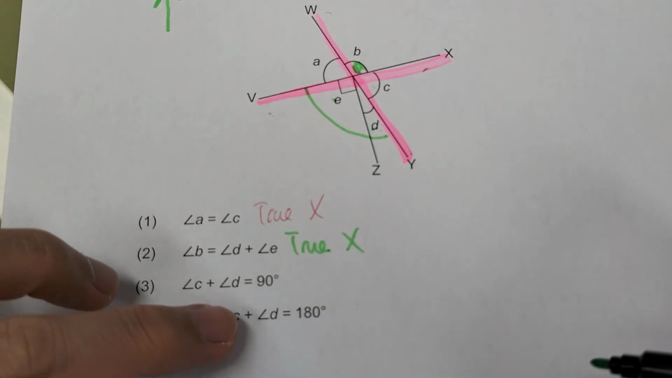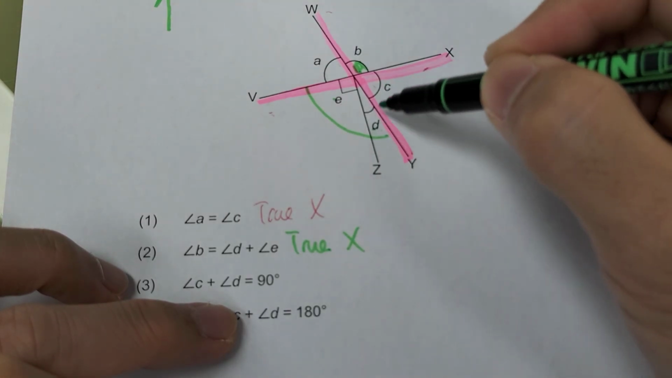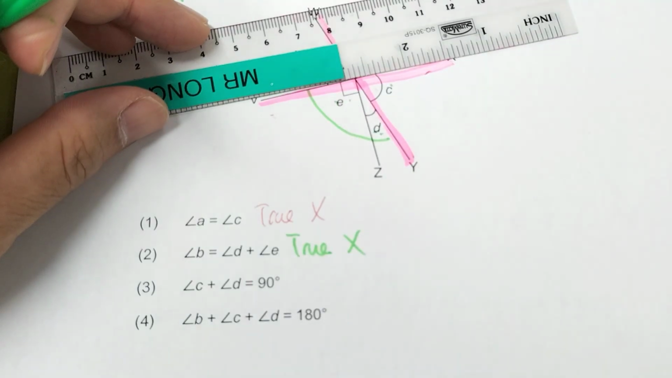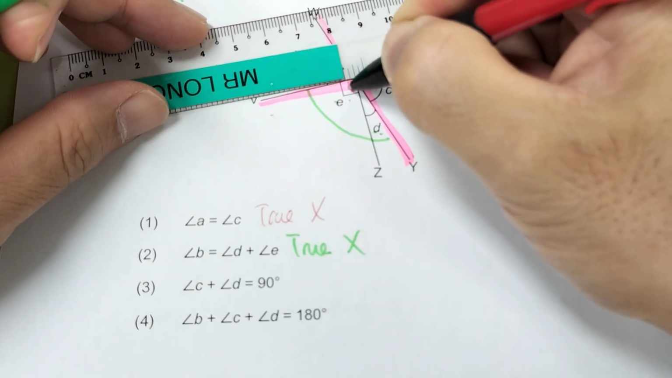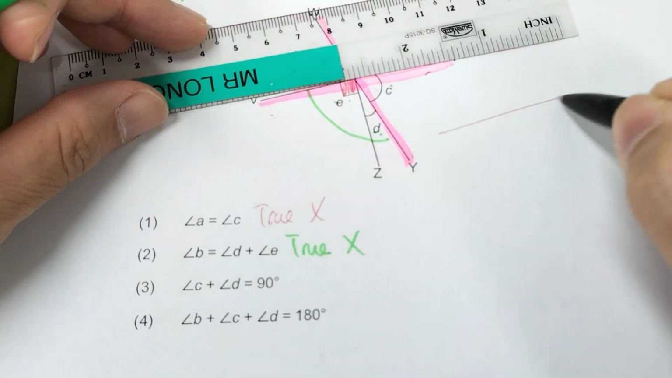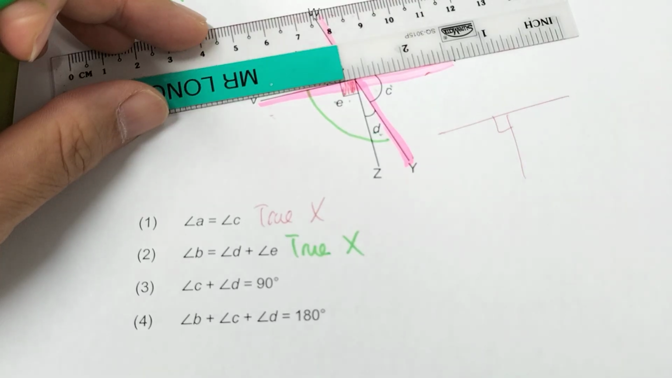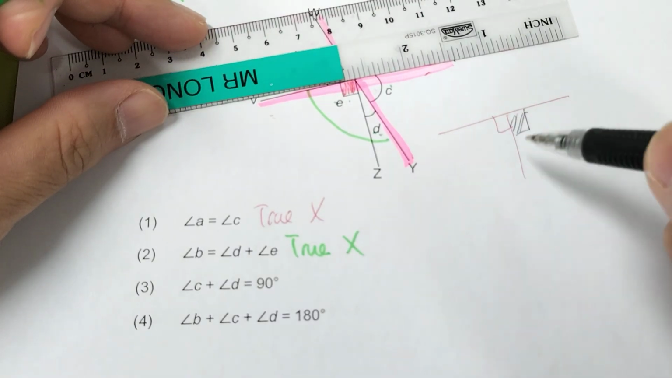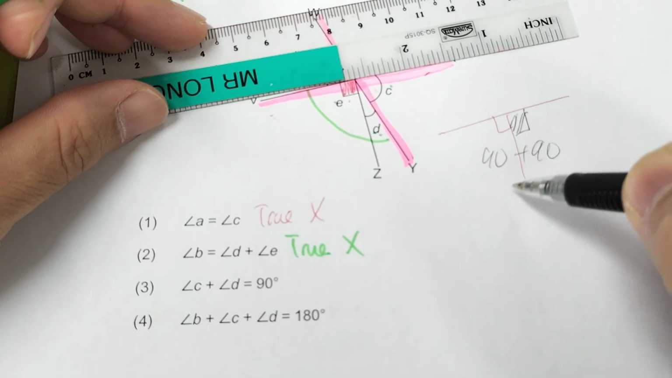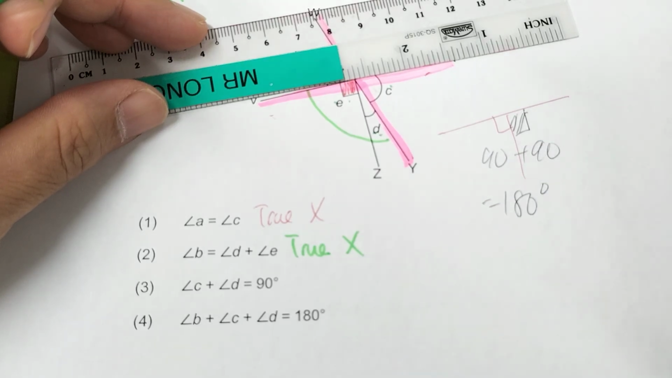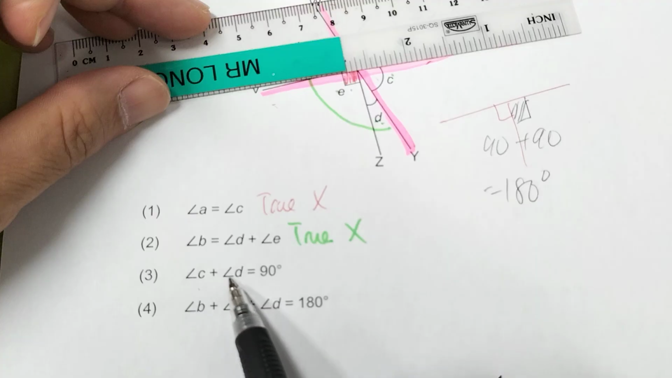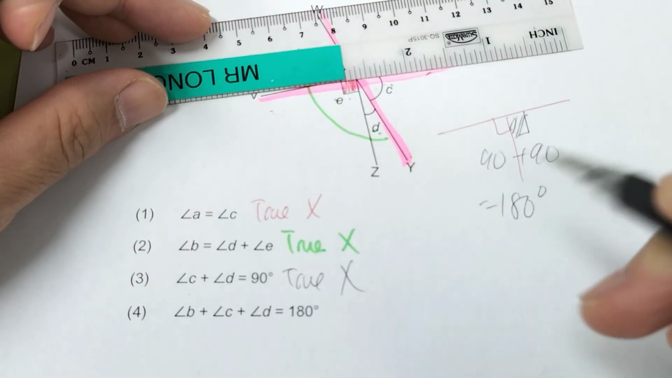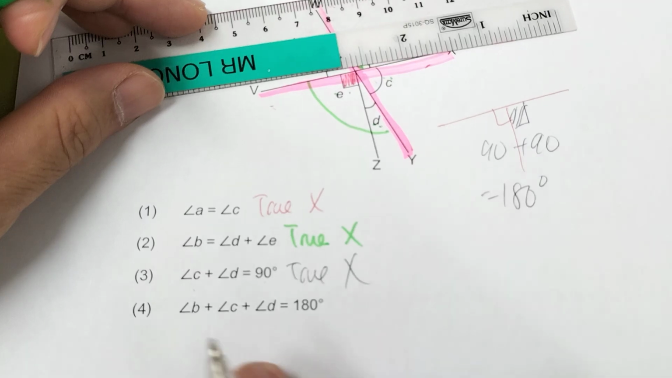Next one, C plus D is 90. Let's check. I know this side here is 90 degrees. You can see the angle, right? If it's a straight line and this part is 90, it tells you the other side must also be 90. Because on a straight line, 90 plus 90 gives 180 degrees. So let's check again. C plus D is 90. That is true, and that's not the answer. So the answer must be 4.